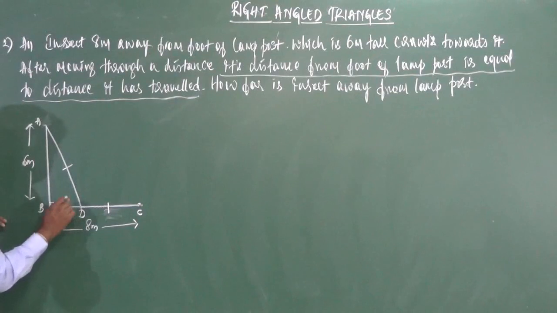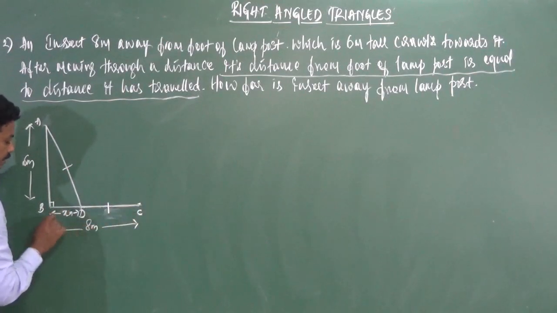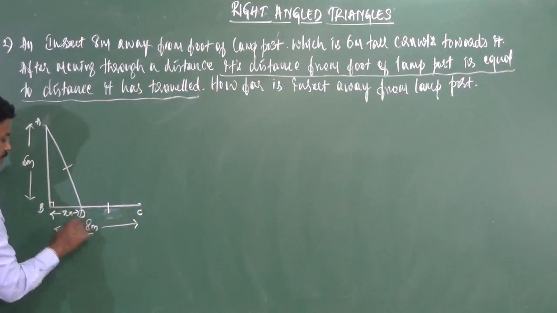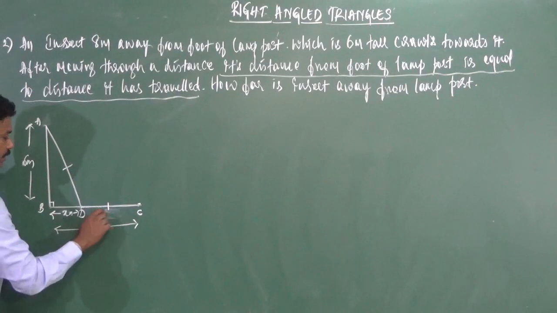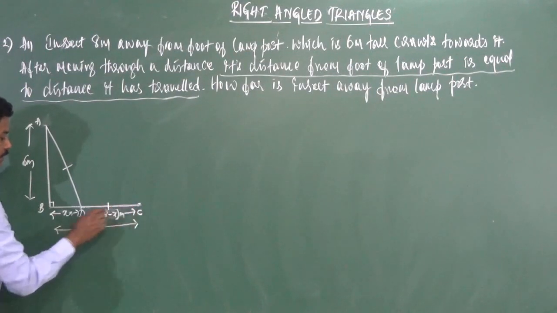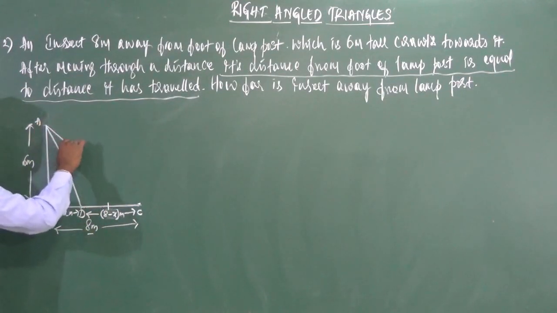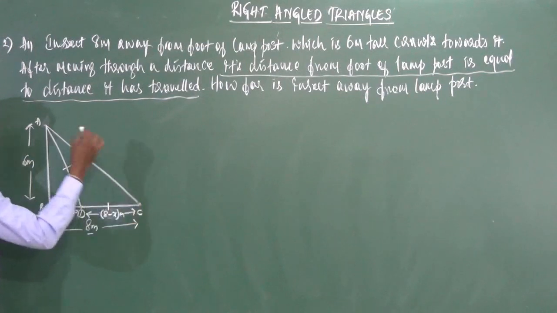So let it be at x meters from the foot of the lamppost. So this distance will be, as BC is entirely 8 meters and this is x meters, we will take it as 8 minus x meters. Just to complete the diagram, we are going to join AC.